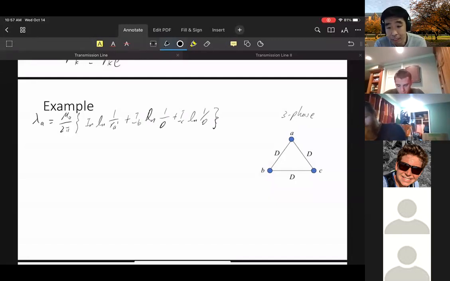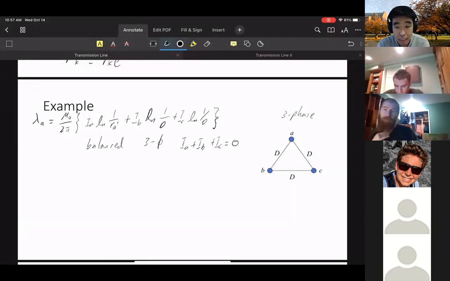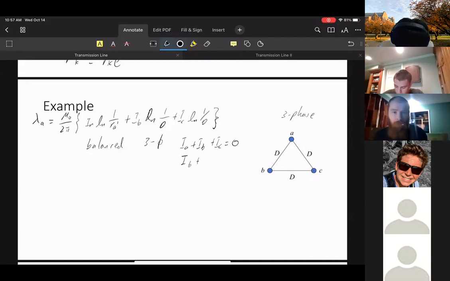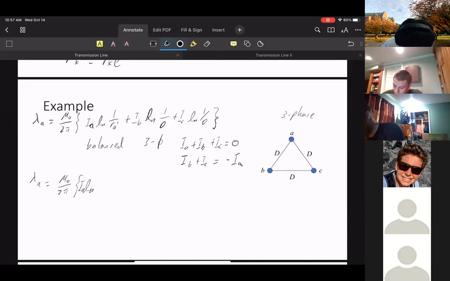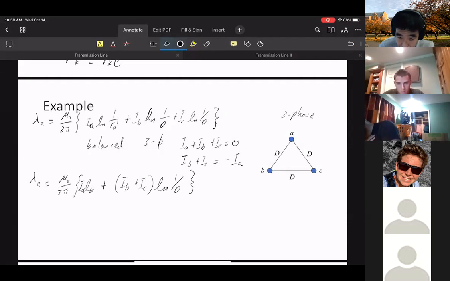But for three phase systems, we know that IA plus IB plus IC equals zero. They all cancel out. So what we have is IB plus IC equals minus IA. And this simplifies our formula, because lambda A is now mu naught over 2 pi, IA plus IB plus IC log 1 over D. But this is minus IA.